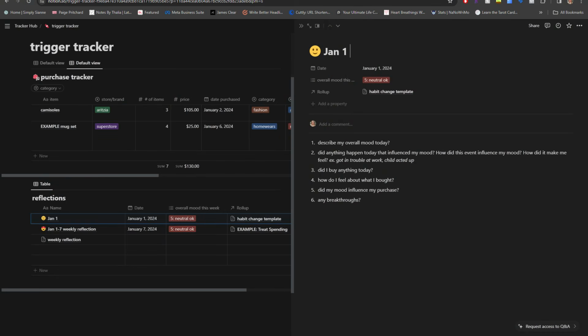In the daily, you're going to describe your overall mood, what happened that day that might have impacted your mood, how your mood impacted your shopping. And if you bought anything, how do you feel about what you bought? Did your mood influence your purchase? And then noting any breakthroughs. Most folks are probably just going to stick to the weekly reflection. The daily should take you about 5 minutes. The weekly should take you maybe 5 to 15 minutes, depending on how much analysis you want to do.